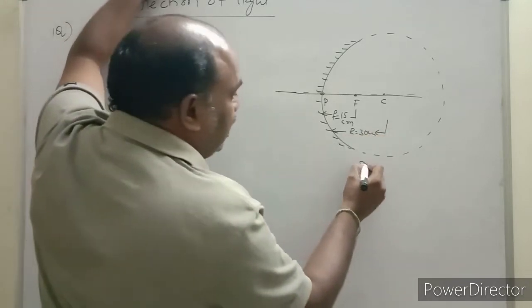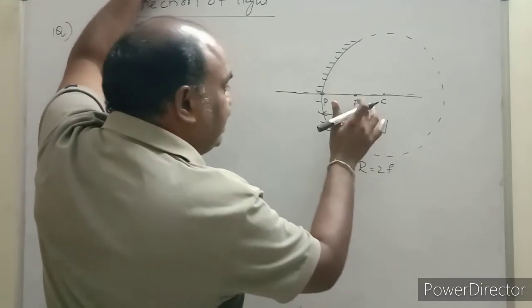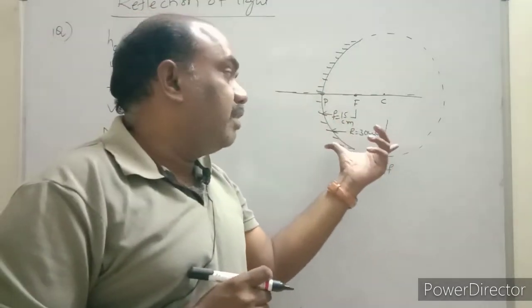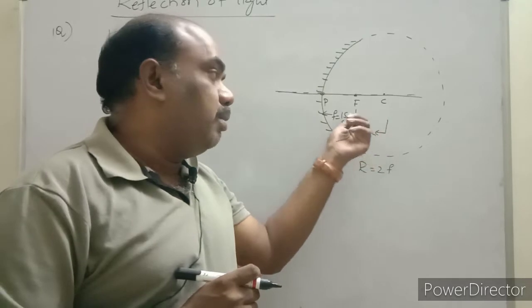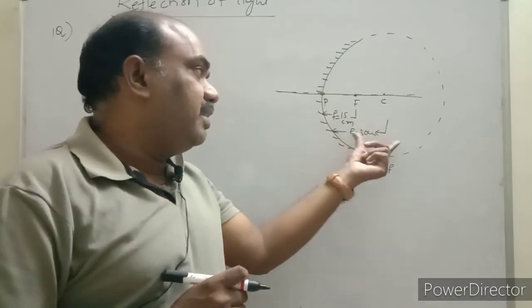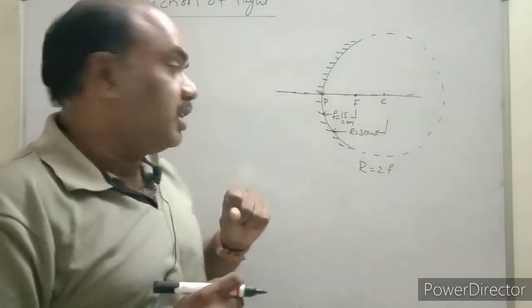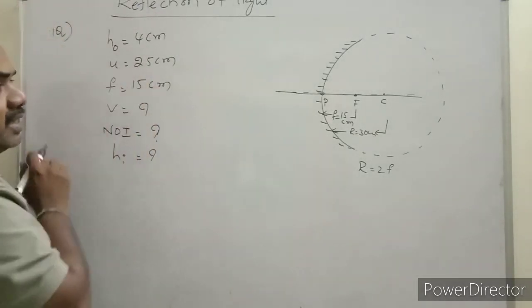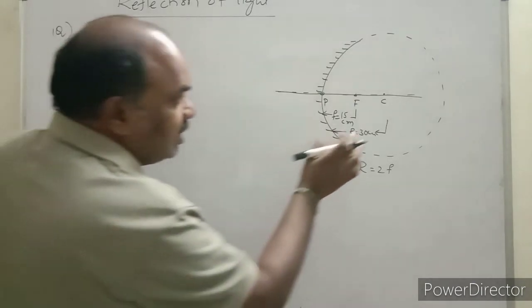Why? Because we know that R is equal to 2F. Focal length is exactly in between the pole and the center of curvature. If focal length is given directly, we can find the radius. Radius is exactly double the focal length. So if it is 15, this will be 30. Pole to center of curvature is 30. Indirectly the radius is also given. But what is the object distance? 25 centimeter.